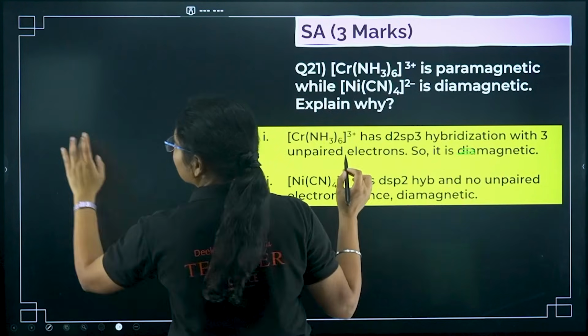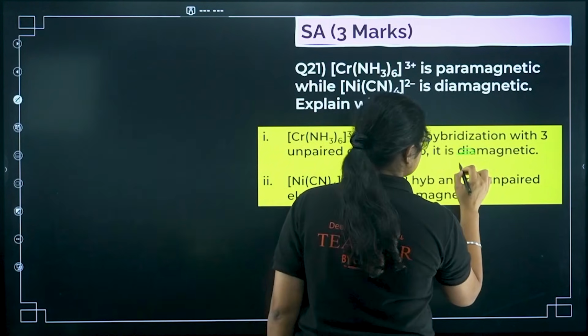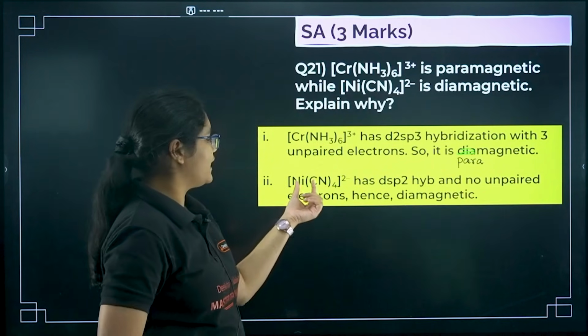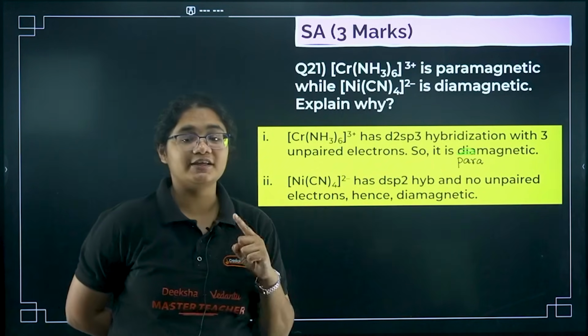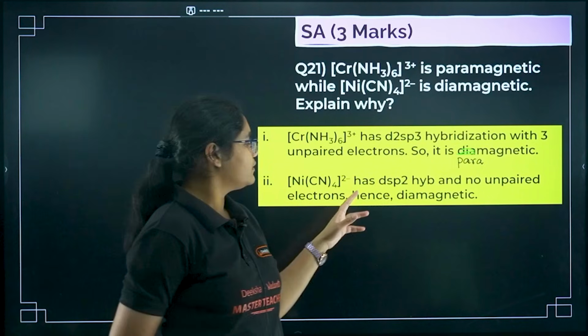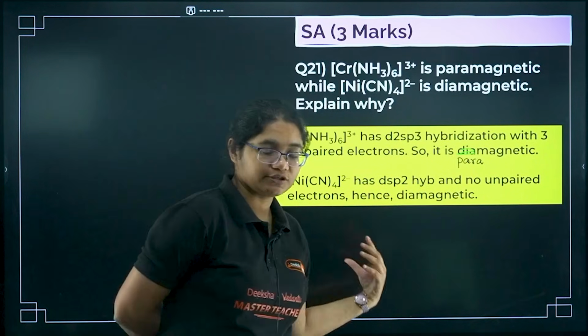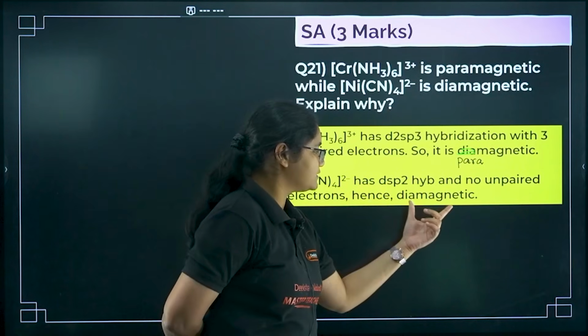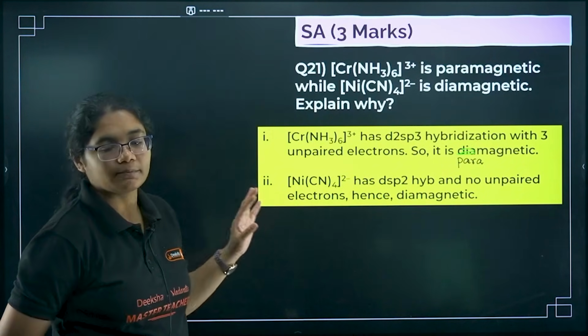This is a small typing error, so it is paramagnetic. Okay, next, similarly Ni(CN)4 2- has dsp2 hybridization. Now dsp2 hybridization, and as I just showed you, there is no unpaired electron there, so that is why it is diamagnetic, because of no unpaired electron.